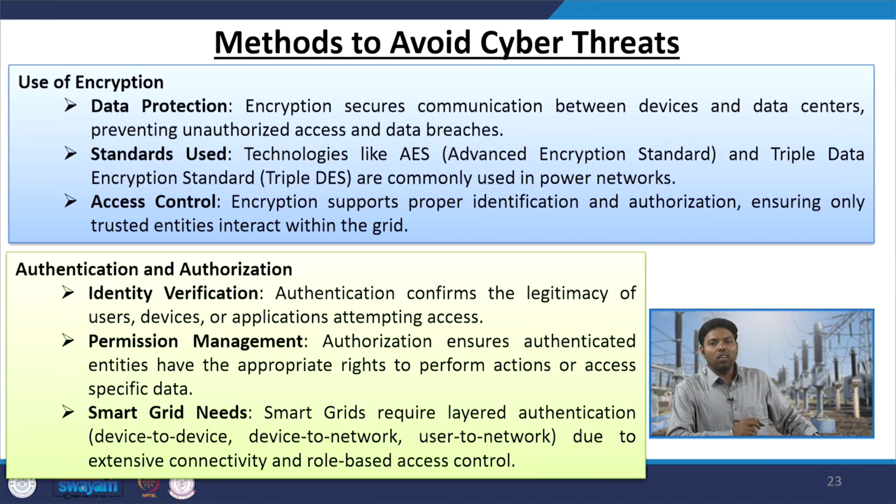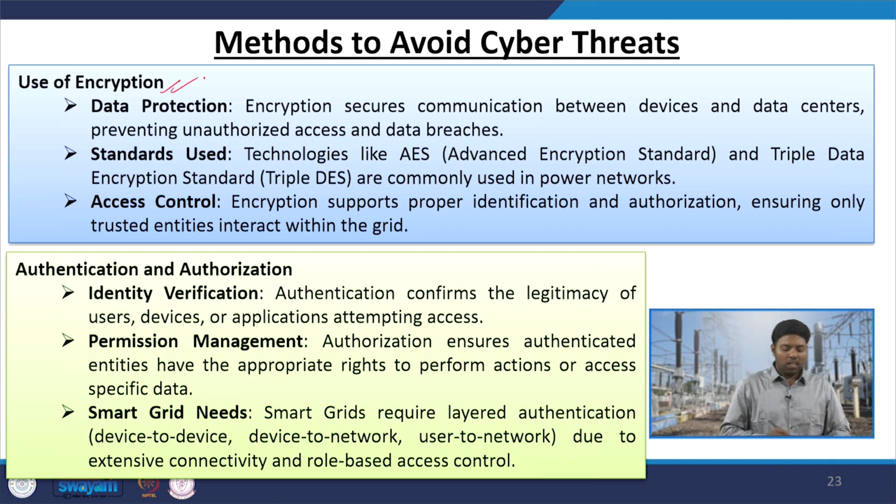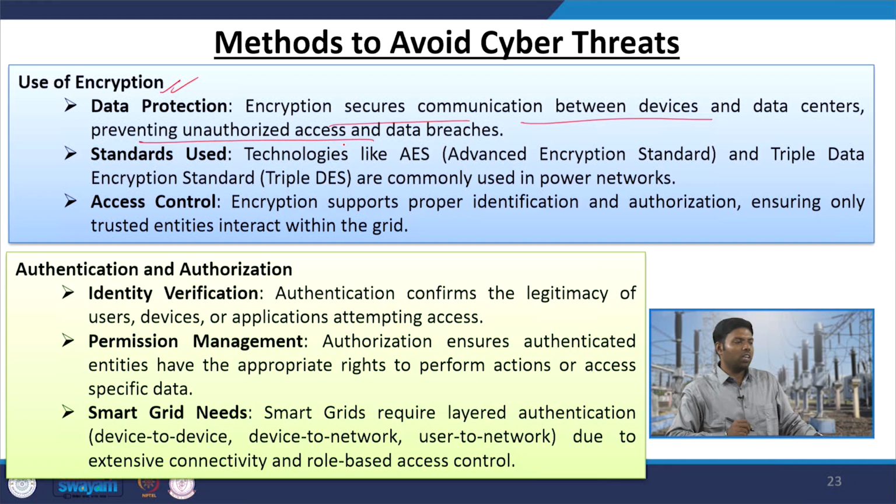So, now you can avoid the cyber threats. First, you can use encryption. That means whenever you send data, do not send the raw data, encrypt it, mask it. Encryption secures communication between devices and data centers, preventing unauthorized access and data breaches. If it is masked data, no one can identify what you are sending, if he does not have the proper algorithm of how you have encrypted. If he does not have that, then you are good, you are safe.